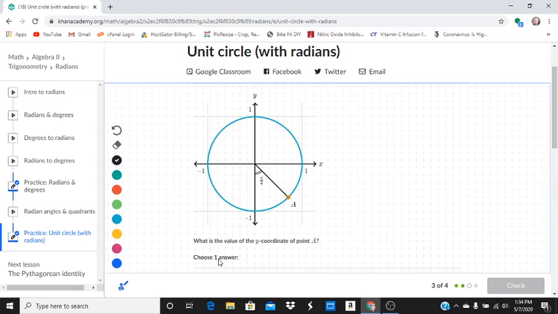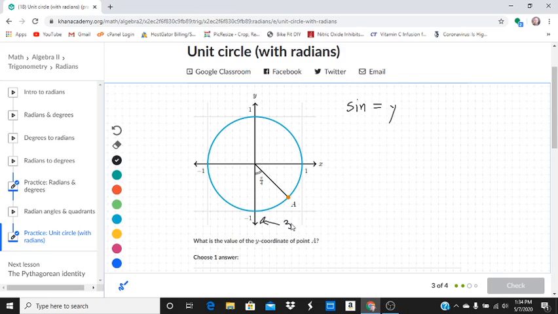Okay. So we want to see what is the value of the y coordinate of point A. So remember, sine is going to be y. Well, it's basically equal to y. So actually, I could put that. On the unit circle, it is equal to y. So I can put it's equal to the y coordinate. So we're going to look for a value that is the y coordinate for A. So we want to figure this angle.